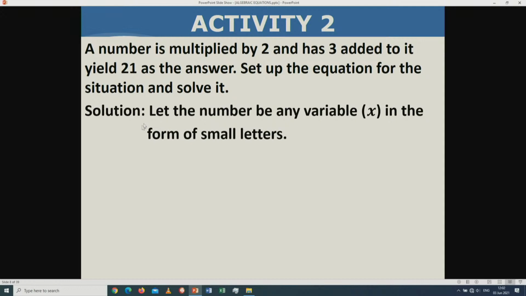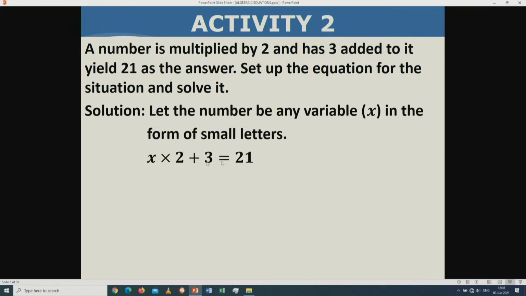Now the first thing that we need to do is to let that number that we don't know be any variable. So in this situation, I've used x. Now the second thing that we need to do: this is now the equation. We were told that that number is multiplied by 2 and then we add 3 to the product of that number and 2. Then the result will be 21. Right. Now, we have already set up the equation.